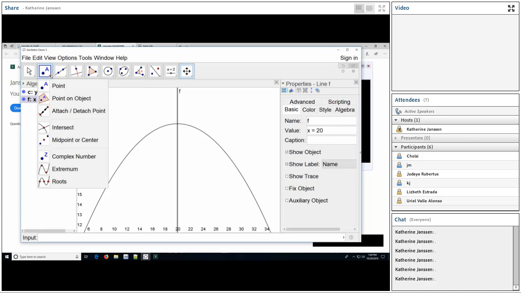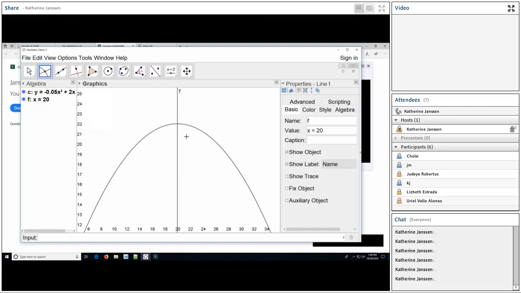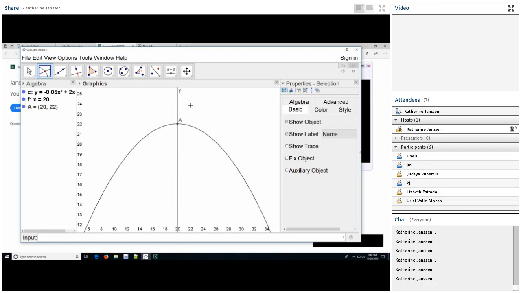So let's double check that point intersection from the point button on your button bar. Let's confirm. You can click to intersect your object in your algebraic window, or you can click each object. So a couple ways to do that. And it says that your point A is at 20, 22. That doesn't mean it's a maximum.